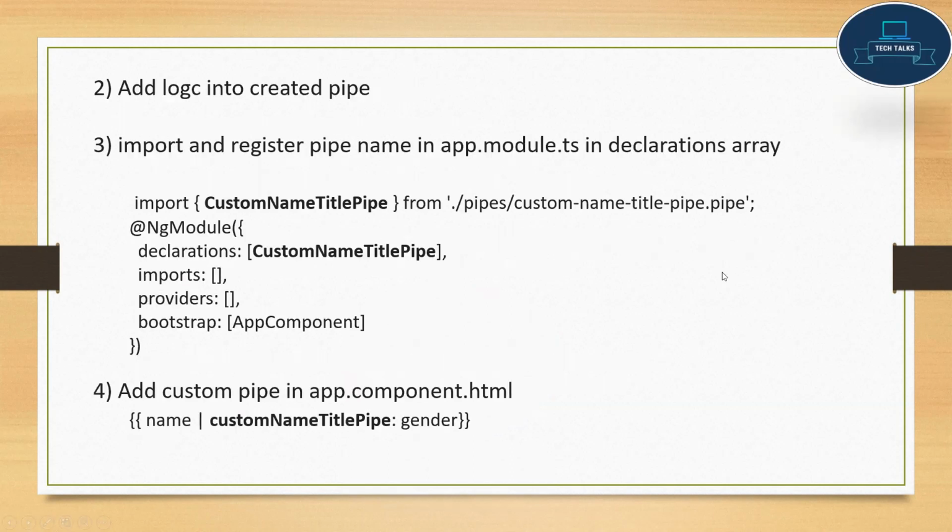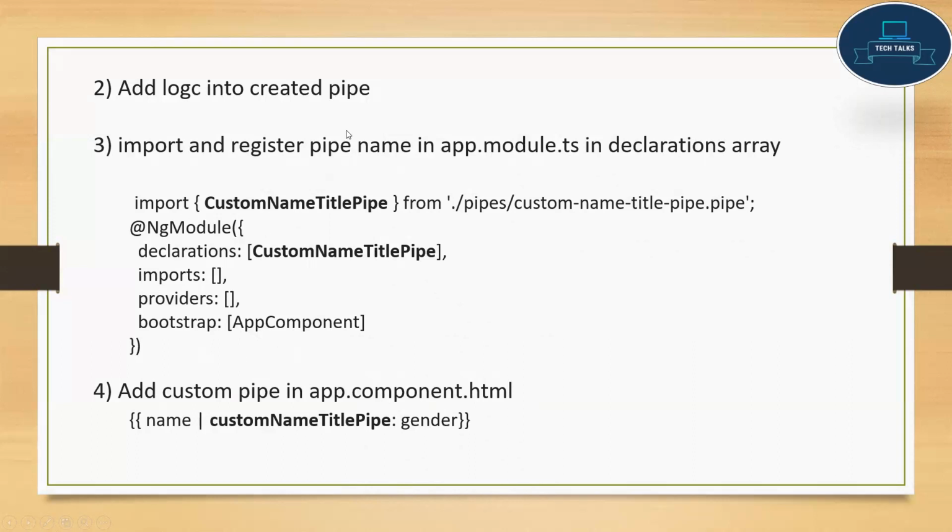Once you create the custom pipe, you need to add your logic as per requirement into your created pipe. Then you have to import and register the pipe name in the app.module.ts file in the declarations array. For that, you can import your custom pipe name from the path of your pipe, and in the NgModule declarations array, you just specify your pipe name.